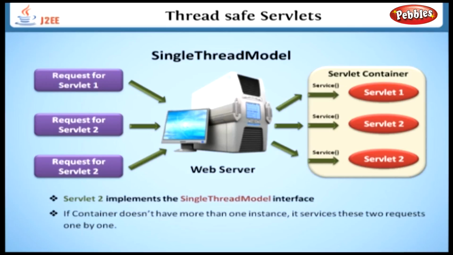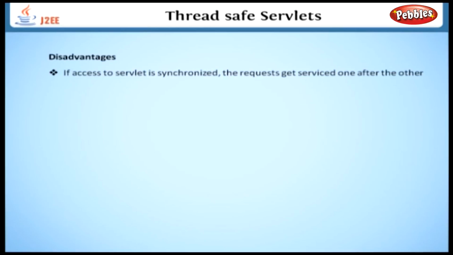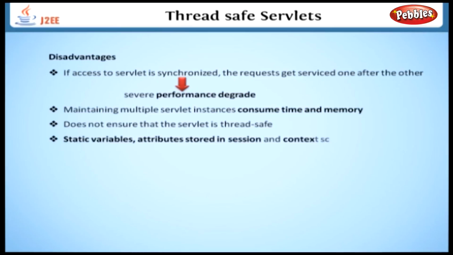However, this technique has its own disadvantages. If the access to the servlet is synchronized, the requests get serviced one after the other, which can cause a severe performance degradation. Another thing is that maintaining multiple servlet instances consumes time and memory. Implementing SingleThreadModel does not ensure that the servlet is thread safe. Here, still the static variables and attributes stored in session and context scopes are shared between multiple instances.